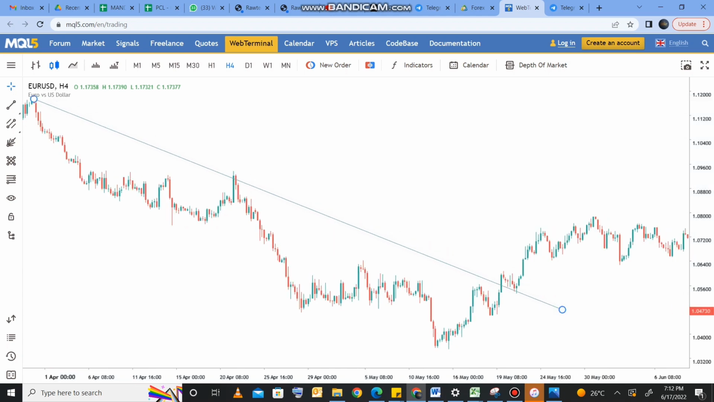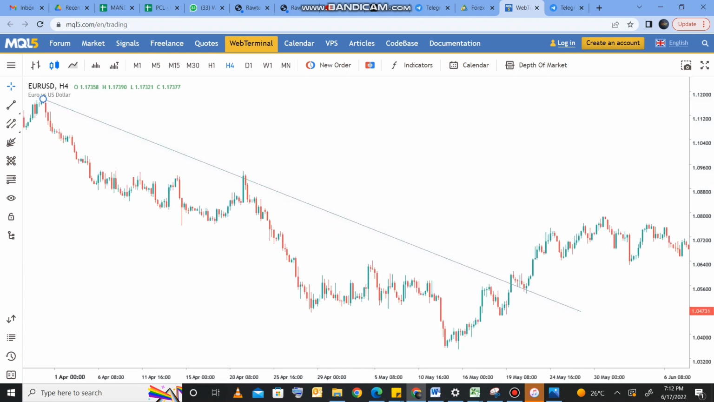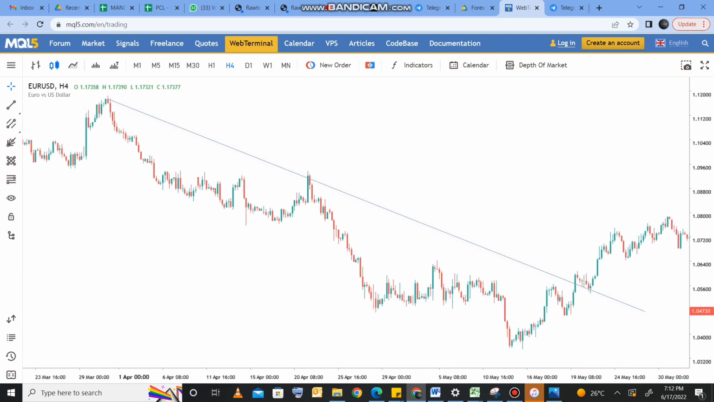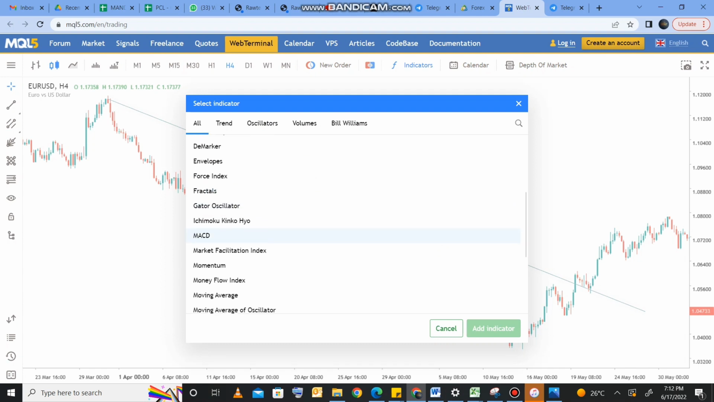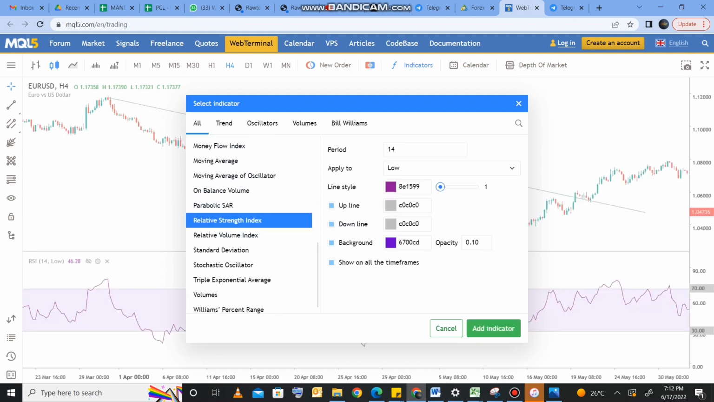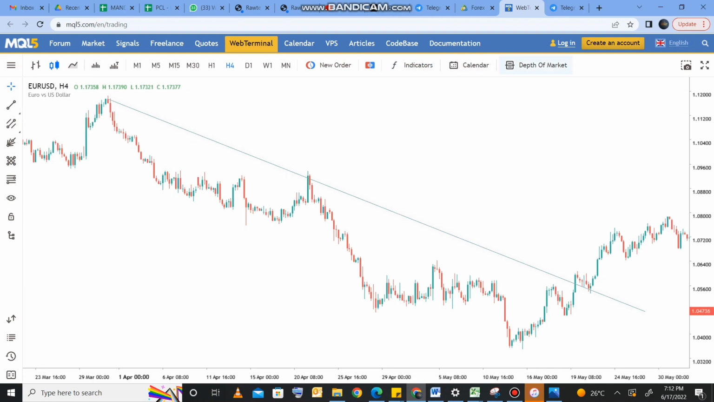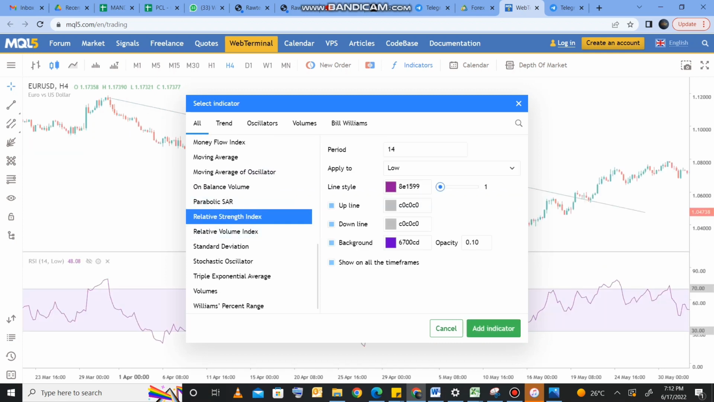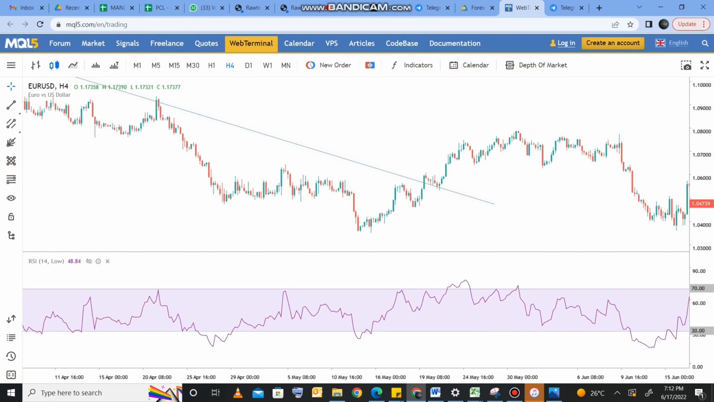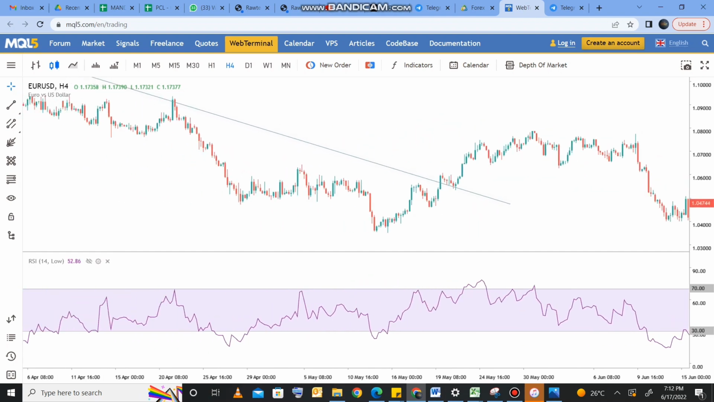As you can see, this market was in a downtrend. But to be able to use divergence, we need to apply our indicator, which is called the RSI. RSI stands for Relative Strength Index. I use the RSI for many things. I use it to see momentum in the market. I use it to see divergence.